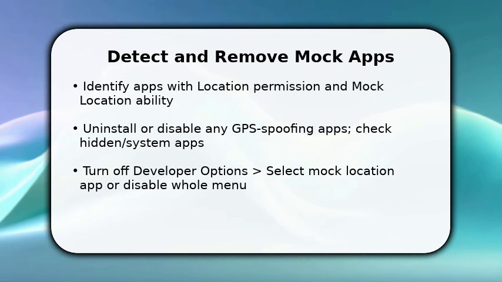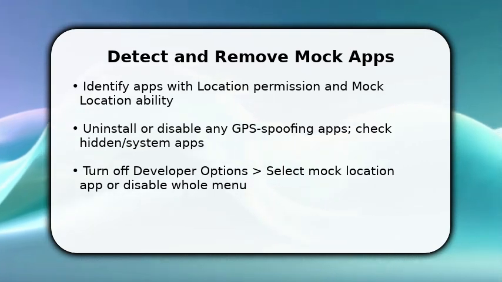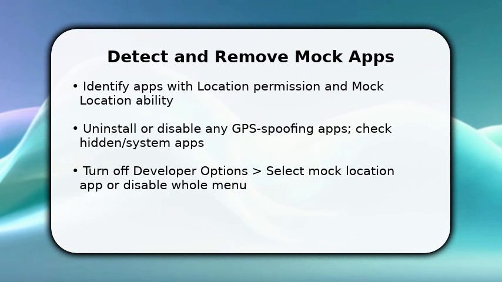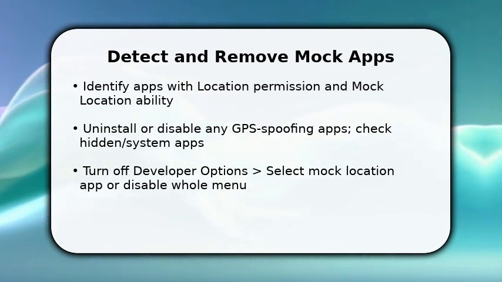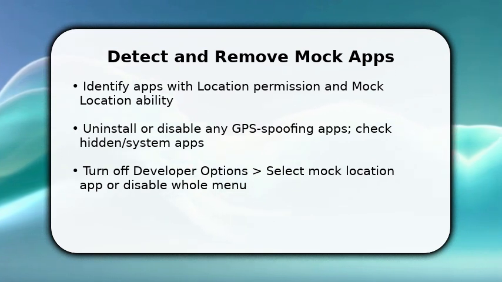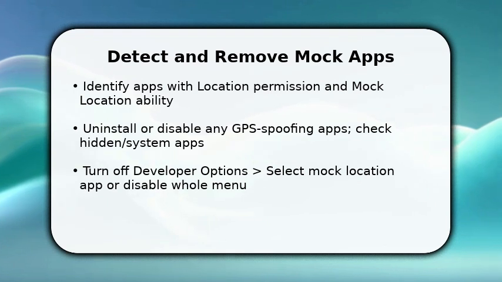Enjoy the video. You start by finding the source. Open Settings and check location permissions for installed apps, then go straight to developer options. Once there, either clear the selected mock location app or disable developer options entirely to remove the mock location toggle.